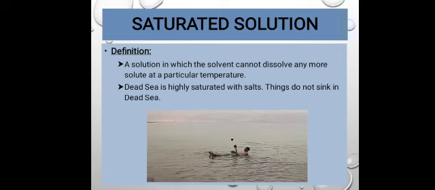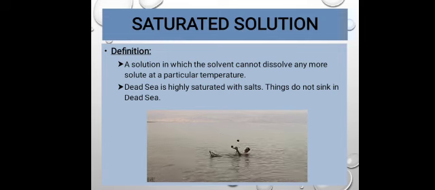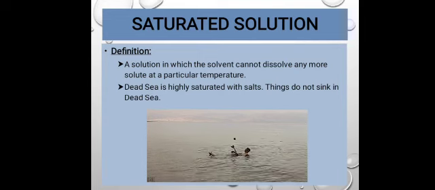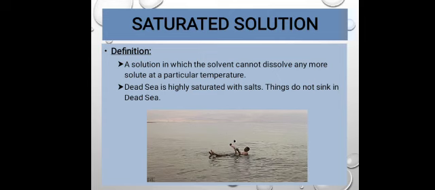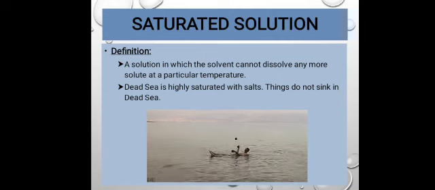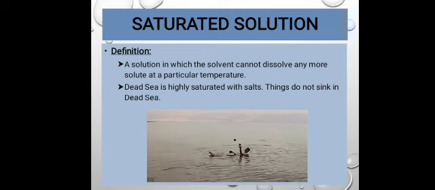And the best example of a saturated solution is the Dead Sea. The Dead Sea is known as the Dead Sea. Why? Because it consists of a large quantity of salt, and this water is not consumable, because when you drink this water you will probably be dead.